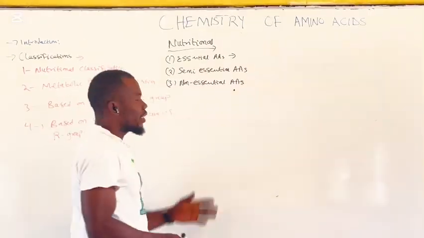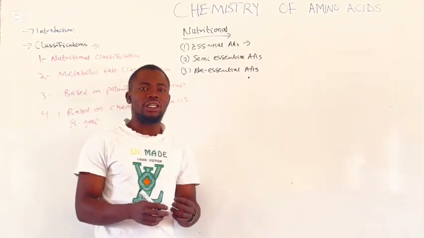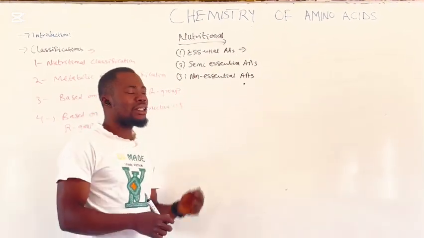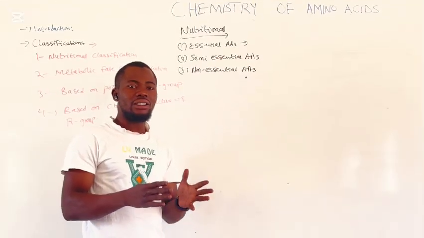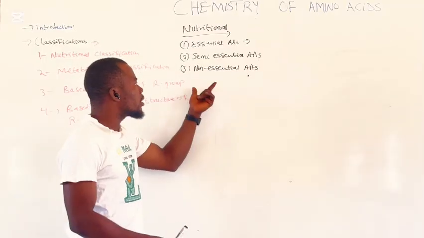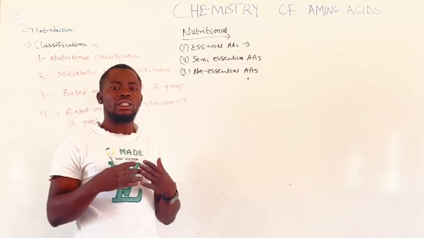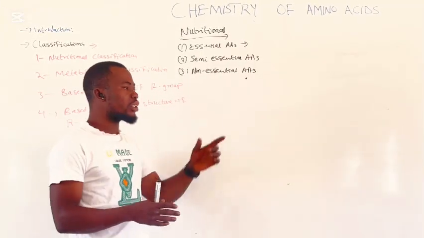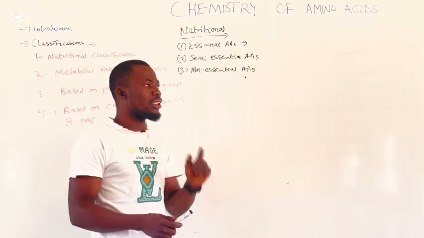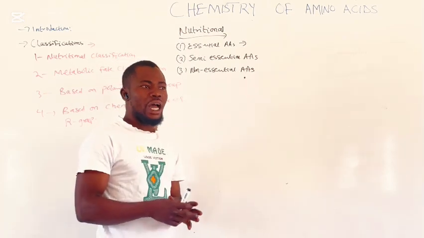Essential amino acids are the amino acids that cannot be formed or synthesized by the body, so they are gotten from the diet. Semi-essential amino acids are partly synthesized by the body and partly gotten from the diet. Non-essential amino acids can be synthesized by the body up to its requirement, so they are not necessarily gotten from the diet. There are 8 essential amino acids, 2 semi-essential amino acids, and 10 non-essential amino acids.